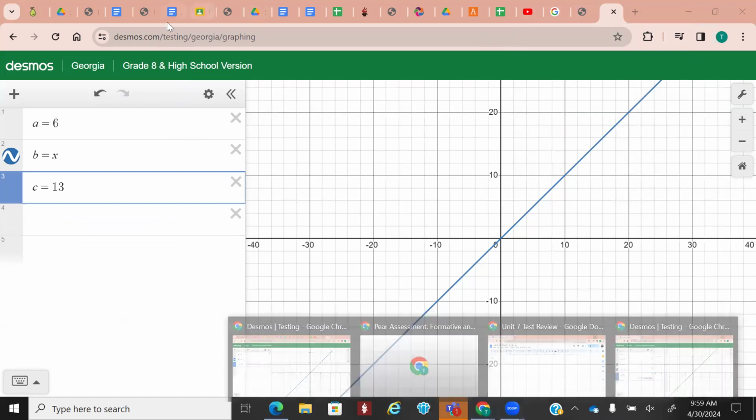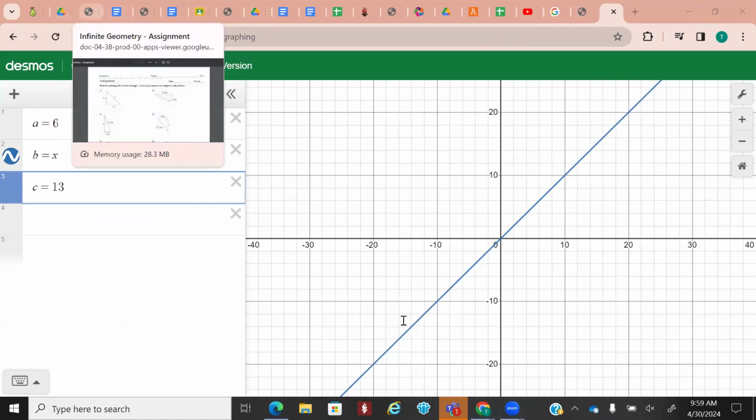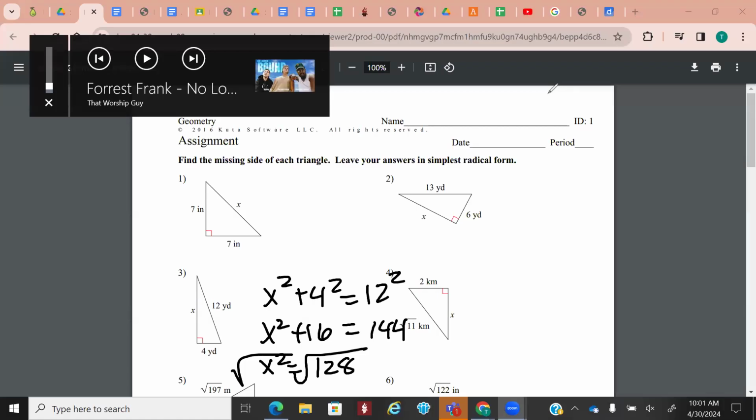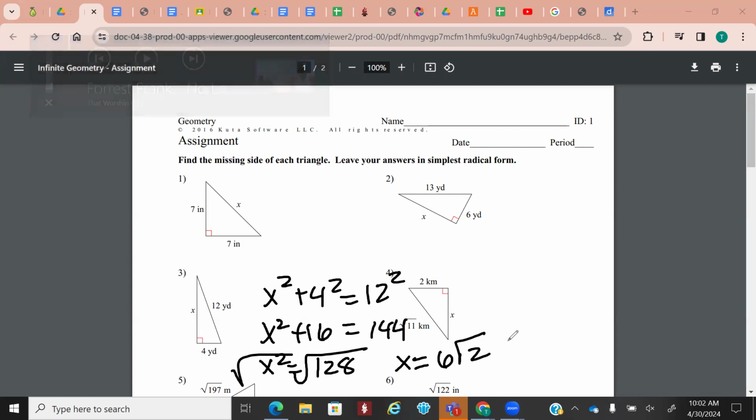Okay. Going back to that worksheet, go ahead and try number 3. All right, I got square root of 128, which can that be simplified? To what? 6 root 2. Okay, I bet. All right. What? 8 root 2. I think that's right. Because I would have again 64 times 2.